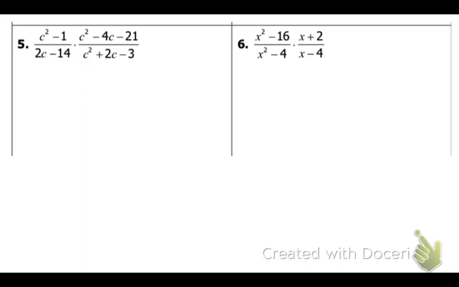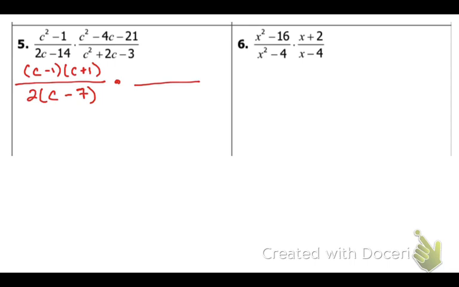So c squared minus 1, that is a perfect square minus a perfect square, so I can use my shortcut: c minus 1, c plus 1. Okay, factor out a 2, c minus 7. Now let's go factor out the trinomials over here. We're left with negative 21.